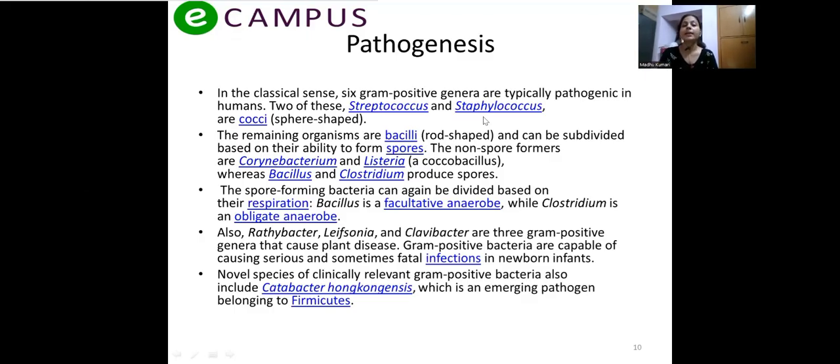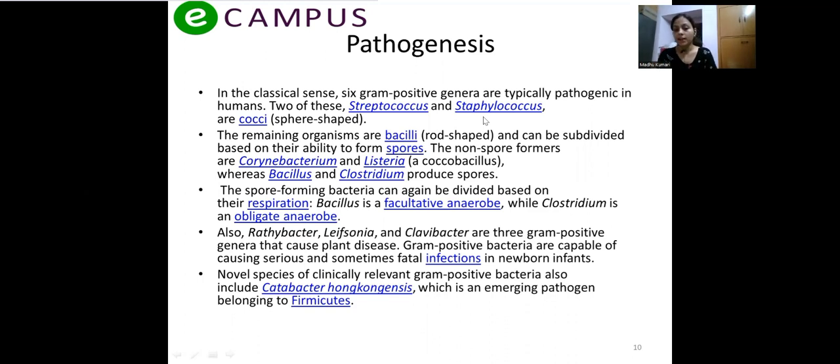And the remaining organisms are bacilli, that are rod shaped and can be subdivided based on their ability to form spores. The non-spore formers are Corynebacterium and Listeria, that are coccobacilli, whereas Bacillus and Clostridium produce spores. The spore forming bacteria can again be divided based on their respiration. That is, Bacillus is a facultative anaerobe while Clostridium is an obligate anaerobe.